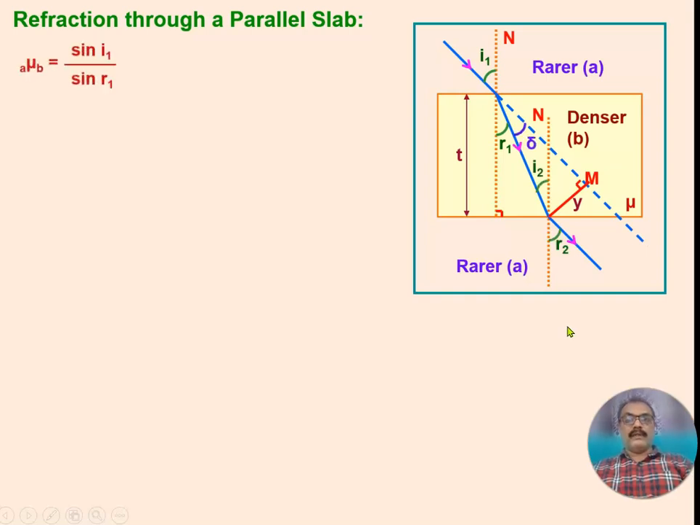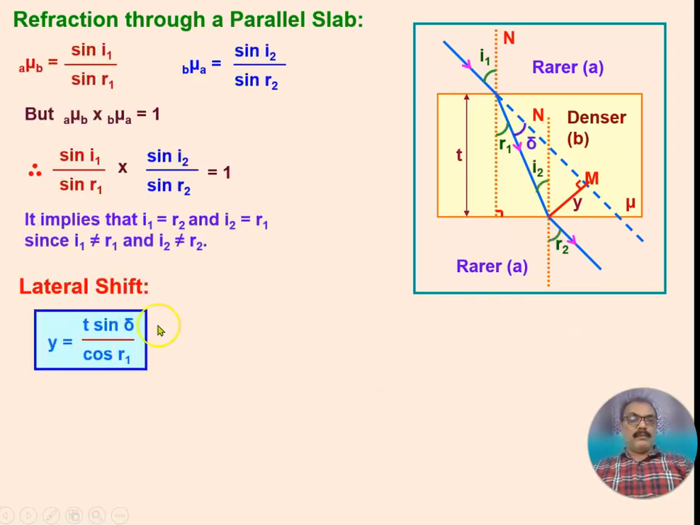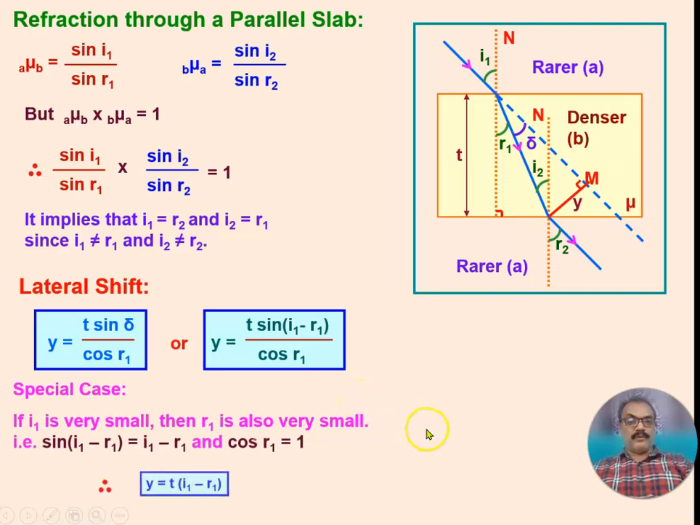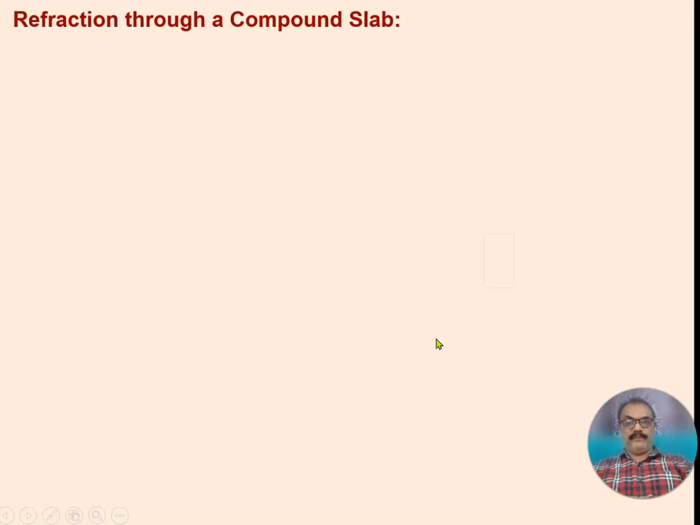That can be found out using this formula, lateral shift Y is equal to T sin delta by cos R1. Delta is the angle between the incident ray and the refracted ray, and R1 is the first angle of refraction. Similarly, some other formulas are there which help you to understand. Finally, we'll get the relation between the lateral deviation and thickness. I am not much interested in the derivation, only the concept for MCQ. MCQ for NEET examination, A-level students, I would like to tell in this video.